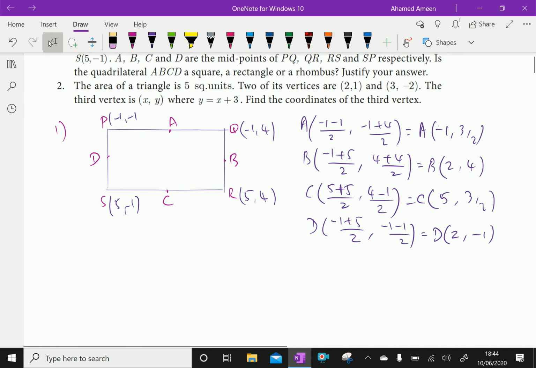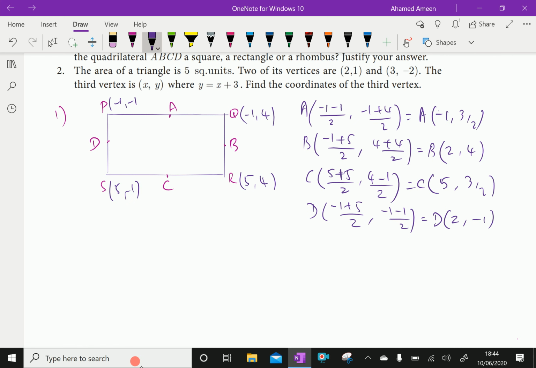Then we have to get the slope of AC, which is a diagonal of the inner quadrilateral. Slope of AC equals (y2 minus y1) over (x2 minus x1), which gives (3 by 2 minus 3 by 2) over (5 minus (-1)), that is 0 over 6, equal to 0. Slope of AC is 0.